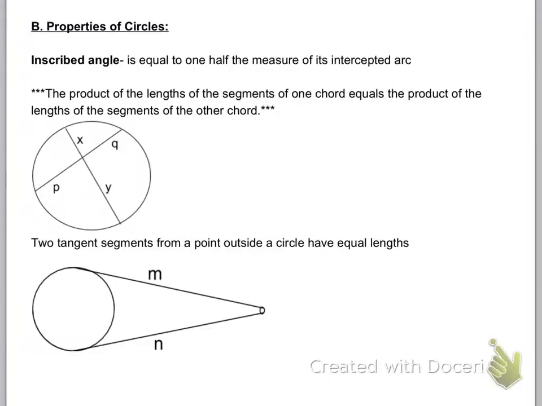Okay. Next thing, it's very important to get through our circle problems. We need to talk about inscribed angles. Inscribed angles, guys, are angles that are equal to 1/2 the measure of its intercepted arc. And I don't have an example on here. So, let's put an example on here.